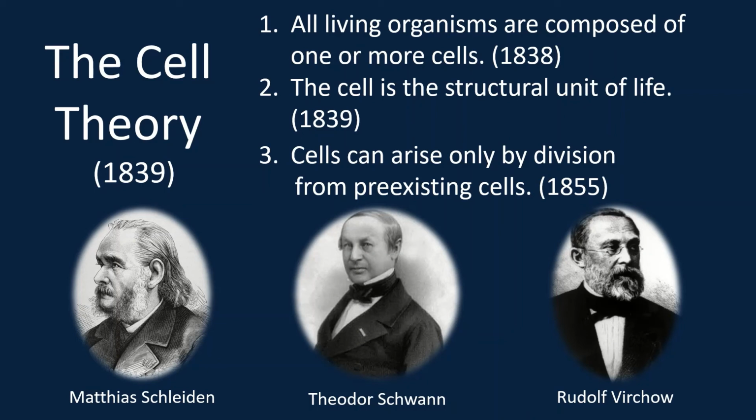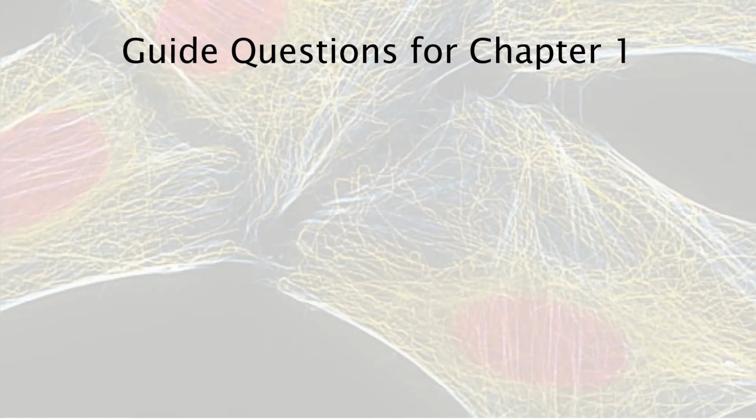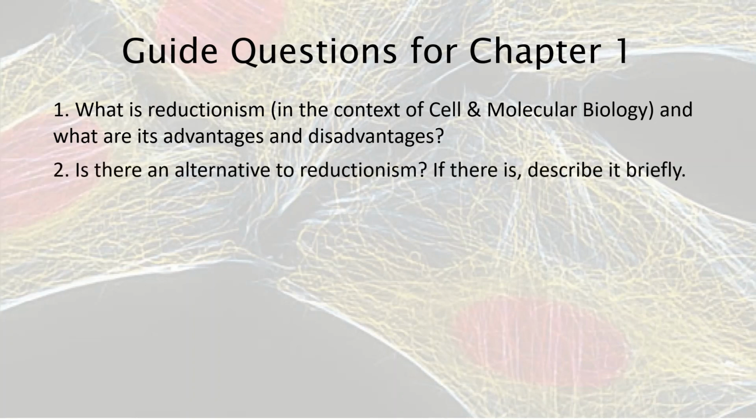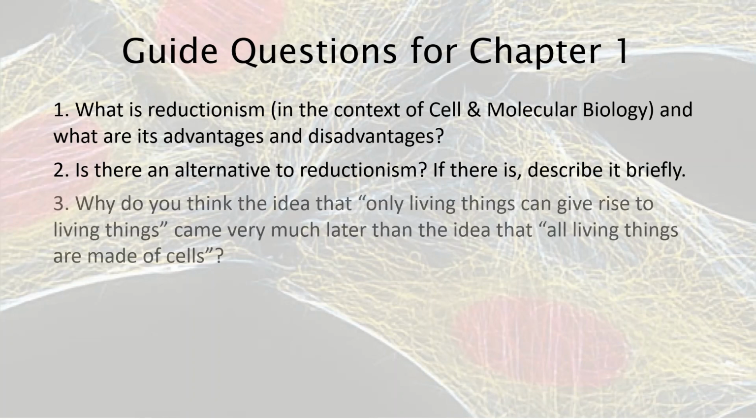So, I encourage you to read further chapter 1 from our book, but I will be stopping my introduction at this particular point. Instead, I'll be leaving you with some questions that you should be able to answer once you've finished reading chapter 1. So first, what is reductionism in the context of cell and molecular biology? And what are its advantages and disadvantages? Second, is there an alternative to reductionism? And if there is, describe it briefly.